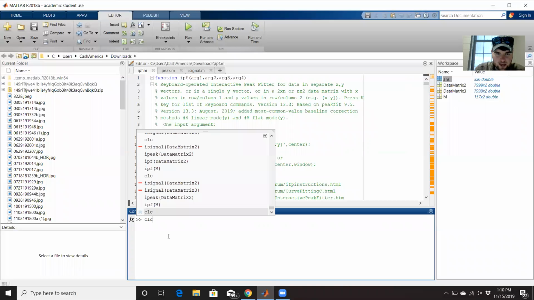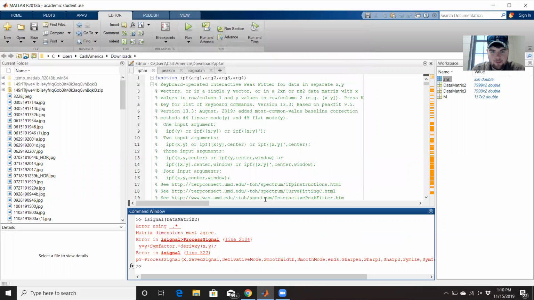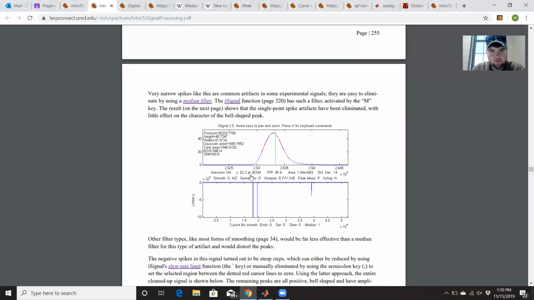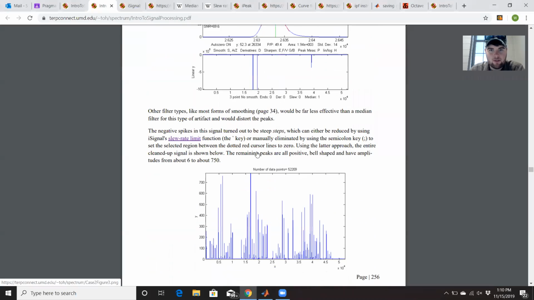So if I use iSignal to evaluate data matrix 2, which has a few little minute errors here, it allows you to view it in greater detail and it smooths the curves out and everything. In this case, there did not need to be any baseline correction, but in a different set of data, that would probably be the case, and you would have to do some baseline corrections.